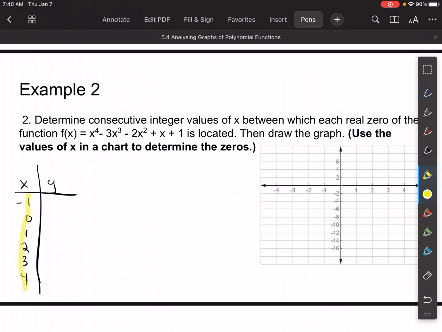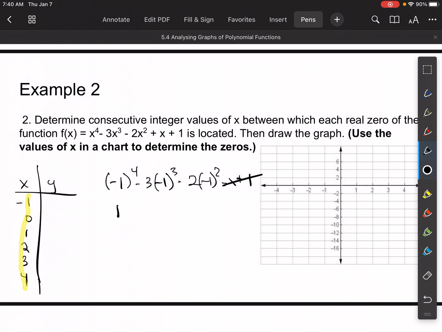So if I plug a negative 1 in, okay, so make sure you use parentheses: negative 1 to the 4th minus 3 times negative 1 to the 3rd minus 2 times negative 1 squared minus 1 plus 1. That goes away. Okay, I've just plugged all these in.